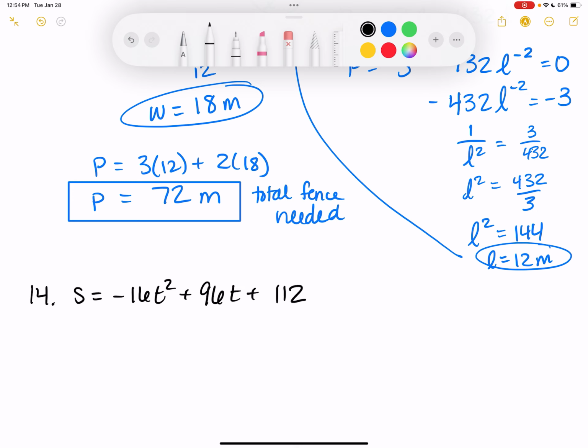All right, so this one, the height of an object moving vertically is given by this equation that I just wrote here with s in feet, t in seconds. Find A, the object's velocity when t equals 0, B, the max height and when it occurs, and C, its velocity when s equals 0.